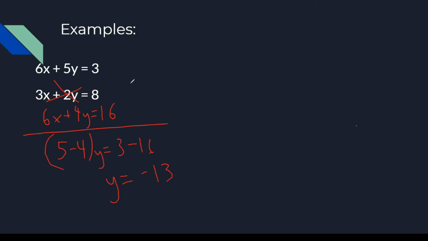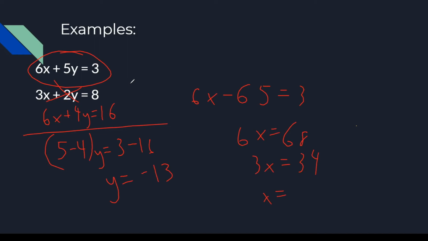Yeah. And now to solve for this, it's pretty straightforward. You just have 6x minus 5 times 13, I think that's 65, equals 3. 6x equals 68. 3x is equal to 34. And x is equal to 11 and 1/3, or 34 over 3. Okay, so that's how you solve this system of equations using elimination. Got it, everyone? Cool. Okay.